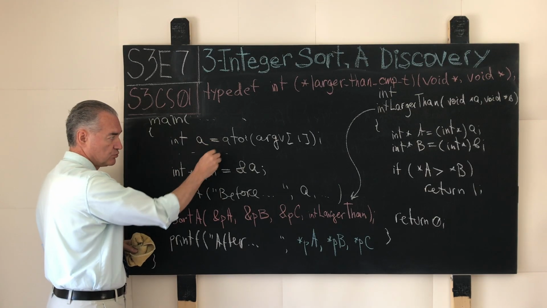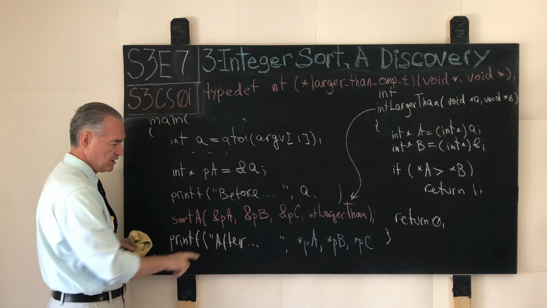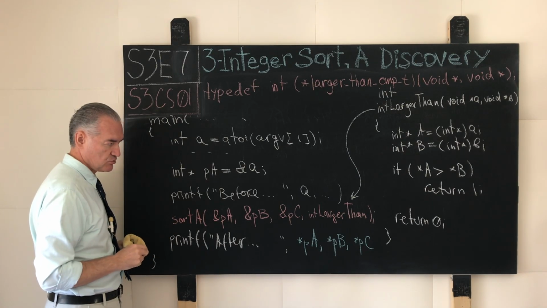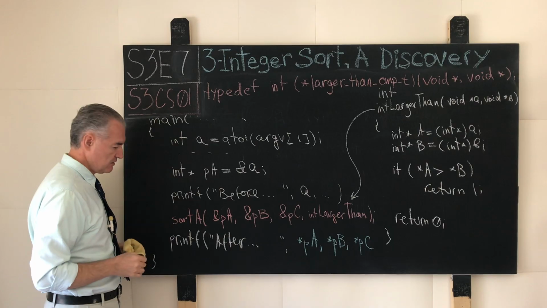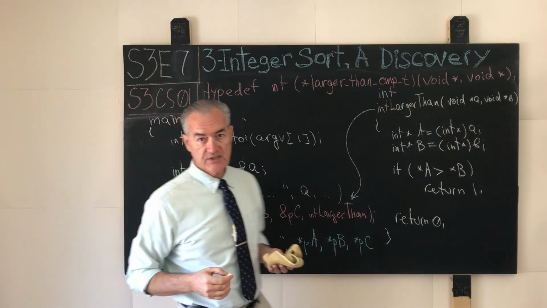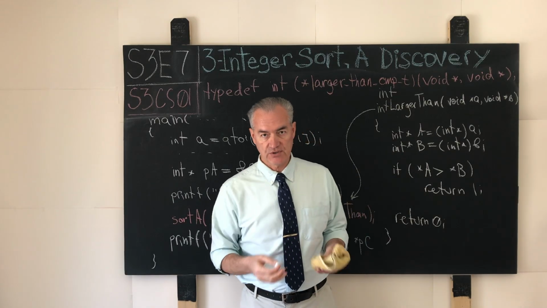They can point to B or C, however it may happen inside that routine with the swap function, which I showed earlier. And this is pretty much it for the problem S3CS1. If you have any questions, use the comments below.